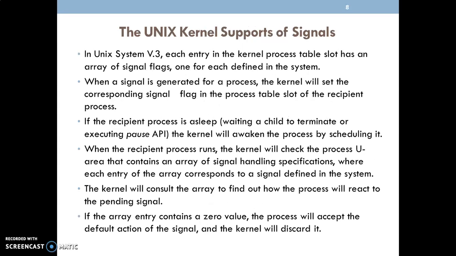Next, Unix kernel support for signals. I think a similar concept has already been discussed with respect to the process. Each entry in the kernel process table slot has an array of signal flags. We know that a flag means a 0 or 1 indication here, one for each signal defined in the system, which means for every signal we have one flag value. When a signal is generated for a process, the kernel will set the corresponding signal flag in the process table slot of the recipient process.